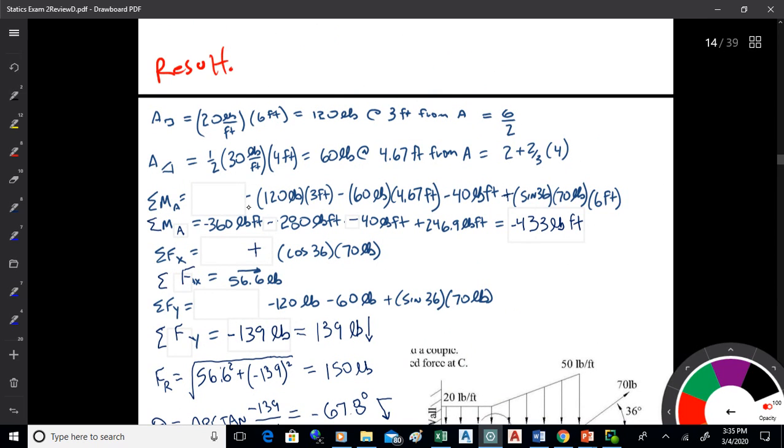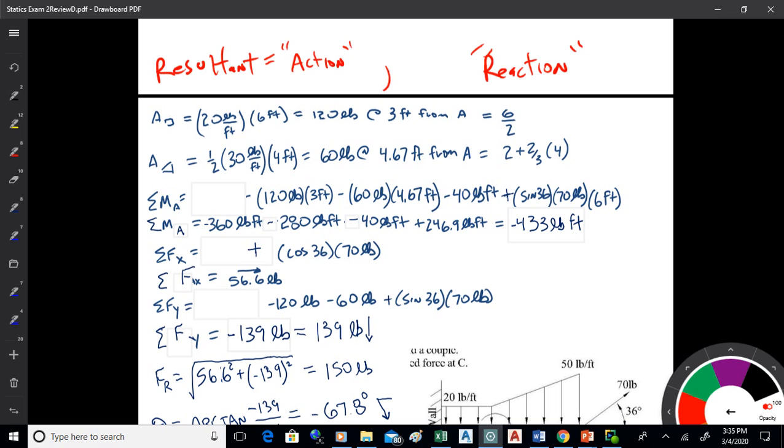So, and this comes up sometimes, so I'll mention it. Resultant is the action in terms of physics. And then we have the other word, which is reaction, right? They're different. The action is what you're doing to the object. The reaction is what the supports do because of the action you've applied.